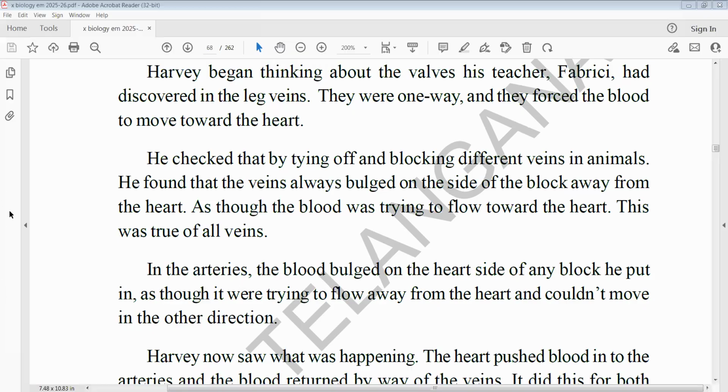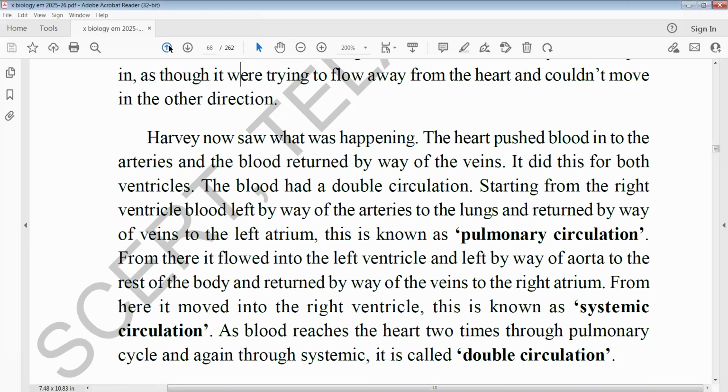So Harvey now saw what was happening. The heart pushed blood into the arteries. The blood returned by way of the veins. He concluded finally that the heart sends blood through the arteries and veins carry blood from body parts to the heart. He did this for both ventricles.